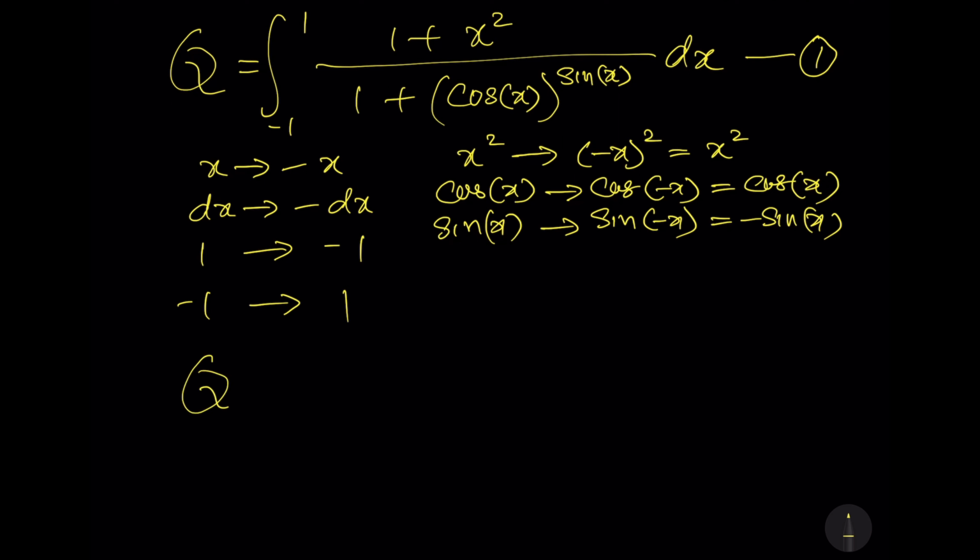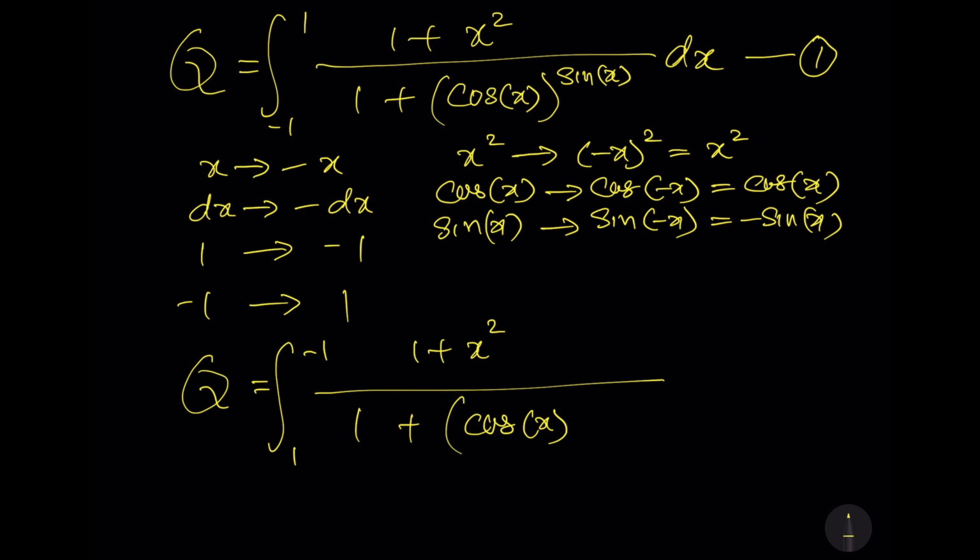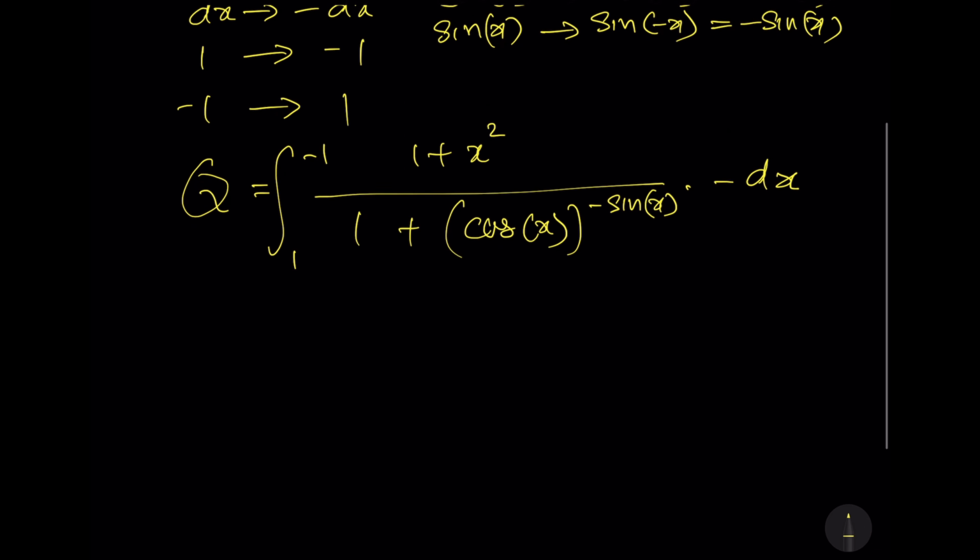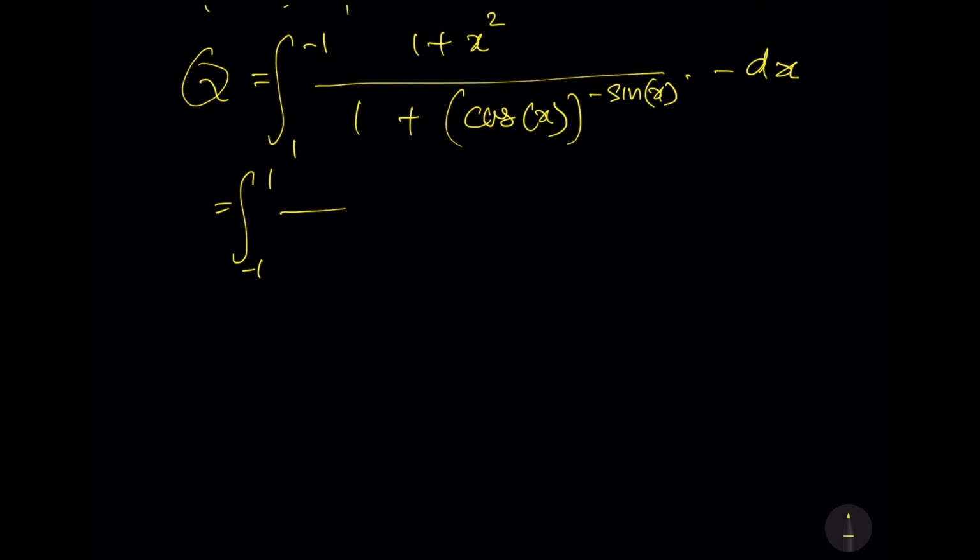That gives us Q equals the integral from 1 to negative 1. The numerator is 1 plus x squared. The denominator is 1 plus the cosine x, and then the whole cosine x power negative sine x, multiplied by negative dx. We can remove the negative by swapping the integration bounds.